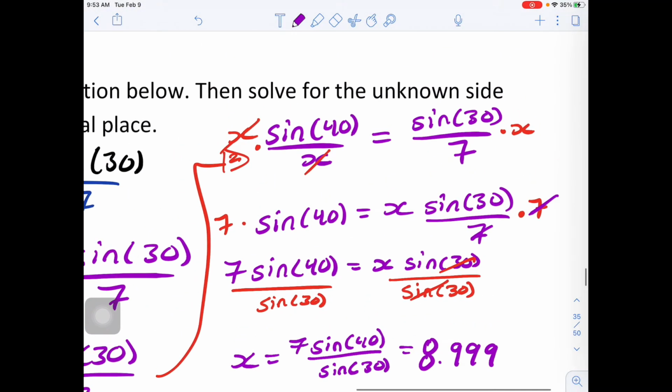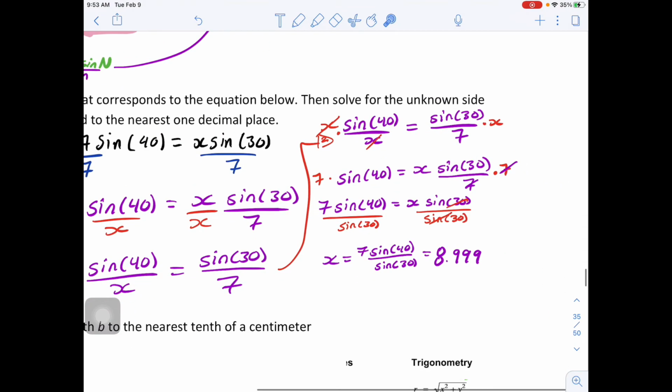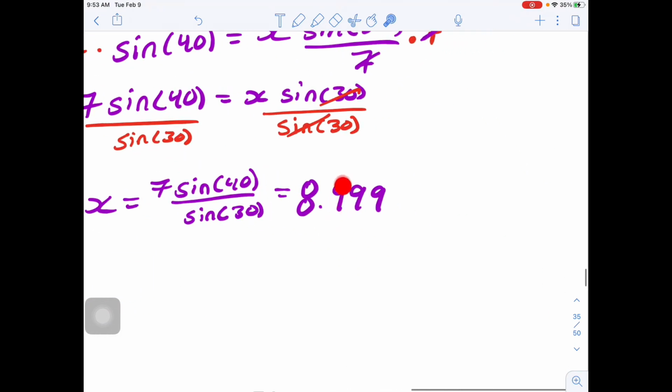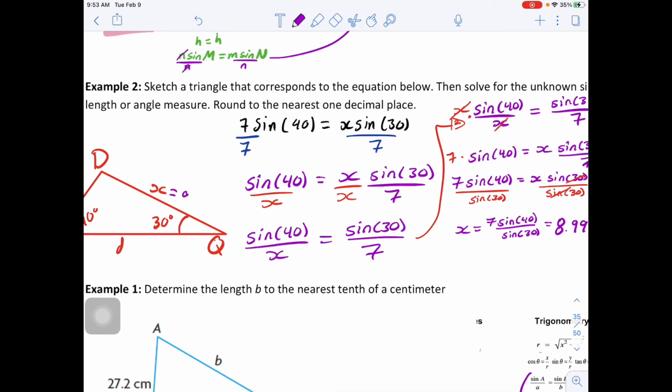And what did it want us to round to? It wants us to round to one decimal place. So this 9 here will round this up, so that's actually going to end up rounding this up. So this will equal 9.0. So it looks like we found our side length of x, 9.0.